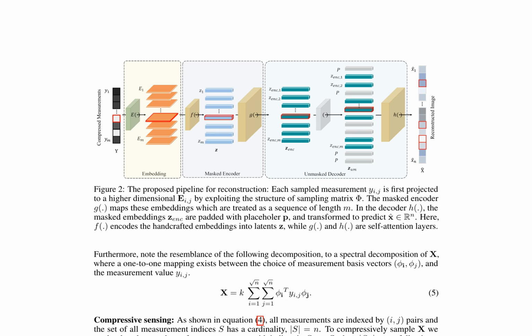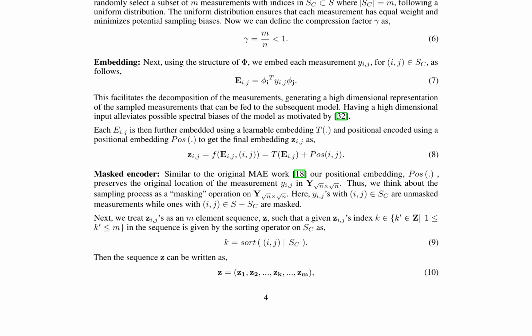This approach leverages the spectral decomposition of the image, where a one-to-one mapping exists between the choice of measurement basis vectors and the measurement values. By using this structured sampling scheme and attention-based reconstruction, the method addresses challenges in compressive sensing, such as spectral biases and the need for careful design of deep networks. The proposed method also draws parallels with representation learning from transformed domains, highlighting the importance of preserving high-level semantics and low-level statistics in the frequency domain.